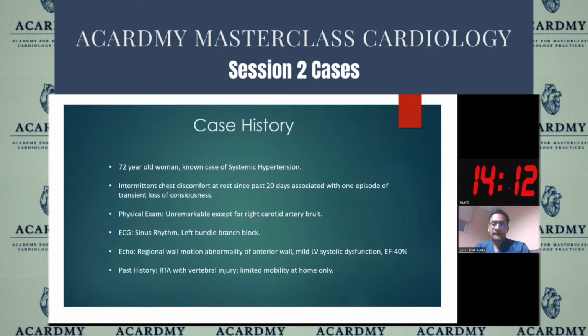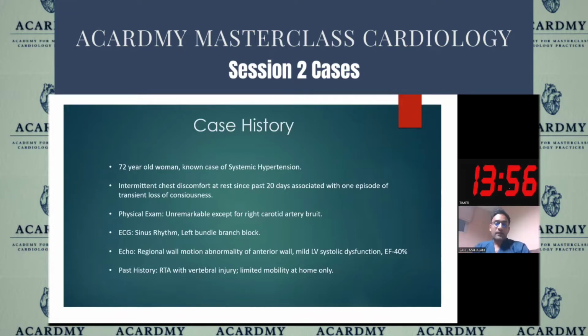Starting with my case history, she is a 72-year-old woman who is a known case of systemic hypertension, and she presented to us with complaints of chest discomfort at rest since past 20 days, and there was one episode of transient loss of consciousness also.